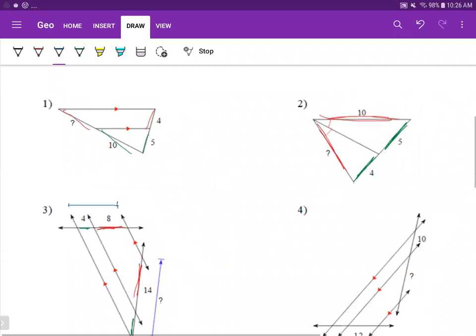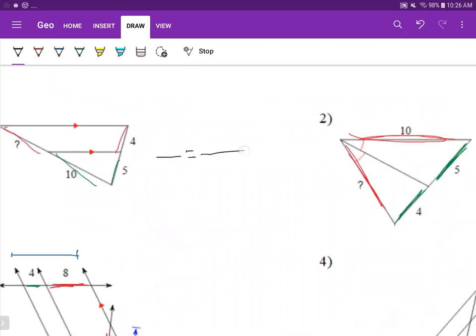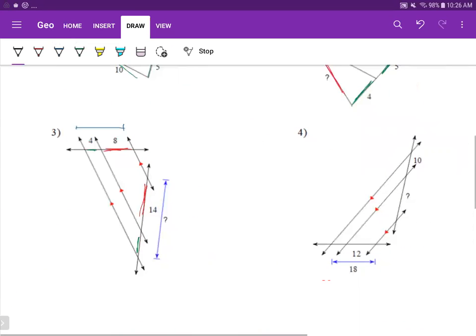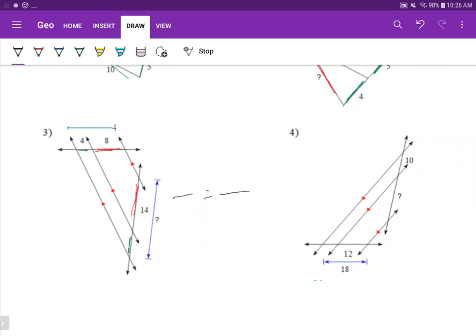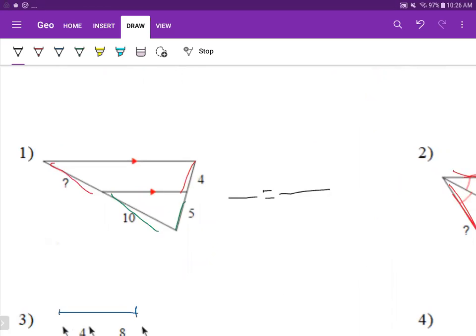Okay, so the first thing you need to do on each of these is to set up proportions. So line equals line, line equals line, line equals line. With these, if you look at it, it's already basically set up for you. You have the question mark divided by 10, because it's over on that side. And then the other side, you have the 4 divided by 5. So that's how you set it up.